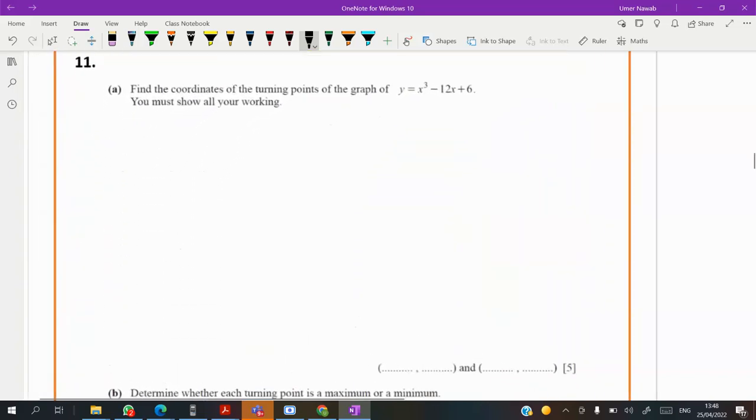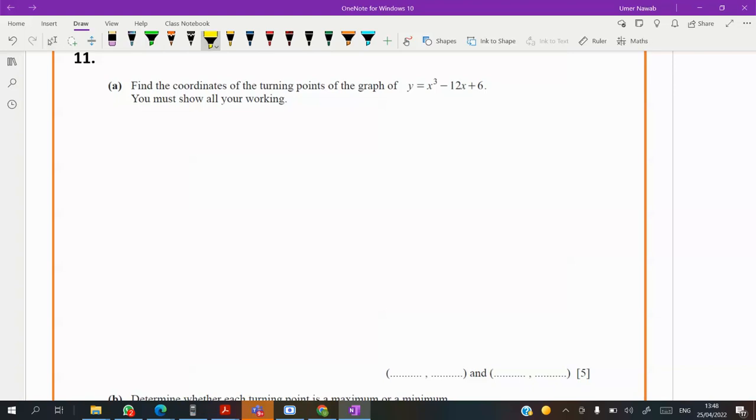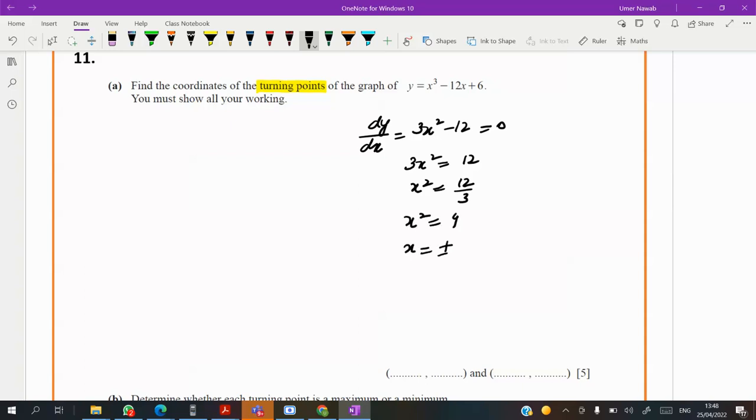Next, question number 11, turning points. So turning point means we need to take the derivative. So dy by dx is equal to 3x squared minus 12. Put it equal to 0. So 3x squared is equal to 12. x squared is equal to 12 over 3. x squared is equal to 4, x is equal to plus minus square root of 4, x is equal to plus minus 2. So x is equal to 2 or x is equal to minus 2.